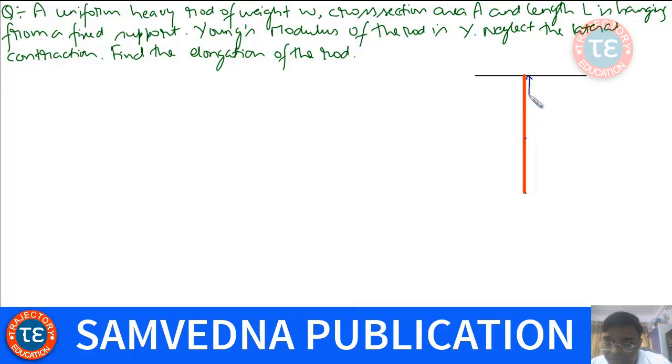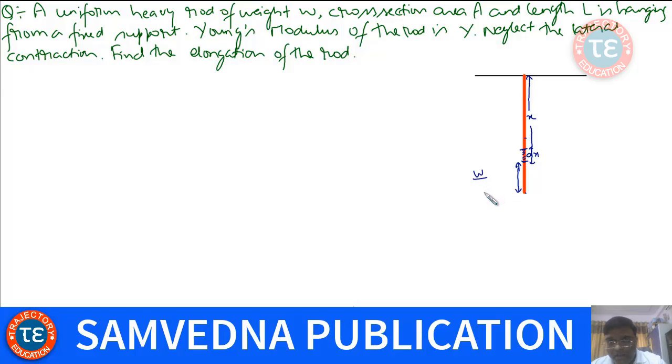So if I take, at a distance of x, an element dx of this rod, this is the element dx, and let's try to find elongation in this part, right? So what's going to be the tension in this element? That would be equal to weight of this section. And what is the weight of this section?